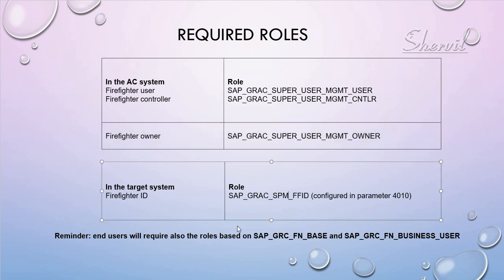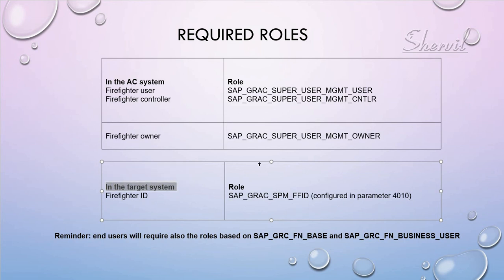Okay. And in the target system, GRAC_SPM_FFID is a standard delivered role. You need to configure this as part of the parameters also. We'll see how to configure the parameters in the demo videos. So this role or a copy of this role should be assigned to the firefighter IDs in the target plugin systems, that is your ECC system or a BI system.